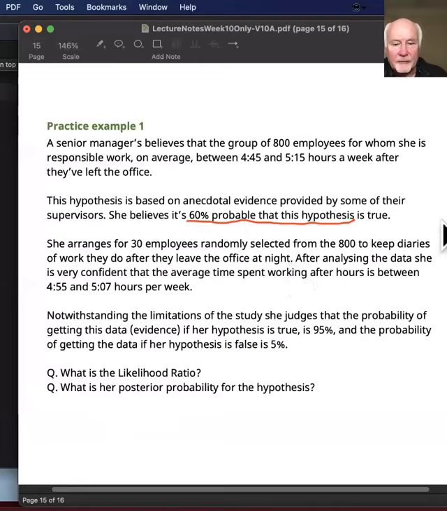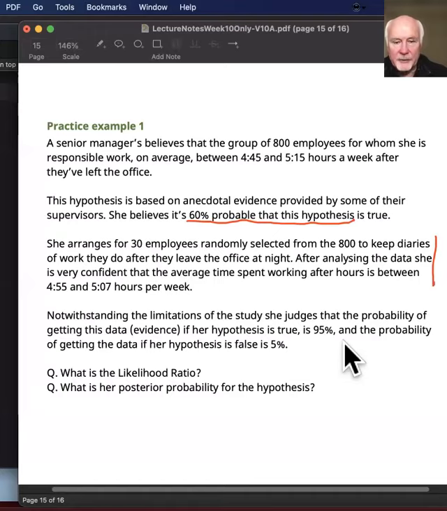And after the results of this are in, so these diaries get analysed, what she comes back with is that she's very confident that the average time spent working after hours by those employees is between 4 hours 55 and 5 hours and 7 minutes per week. Okay, so this is a standard, take a sample, do some calculations, get a confidence interval.